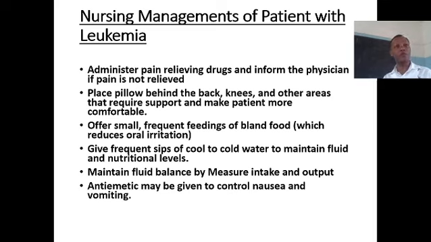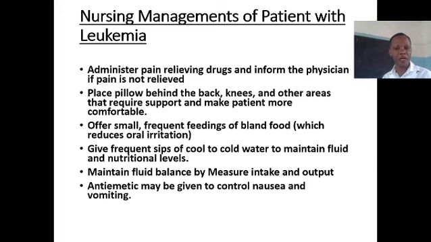Sisi kama wauguzi, moja tutakachofanya ni administration of pain relieving drugs, informing the physician if the pain is not relieved, placing pillows behind the back, knees and other areas that require support and make the patient more comfortable. Offer small frequent feeding of bland food which reduces oral irritation. Give frequent sips of cool to cold water to maintain fluid and nutritional levels.